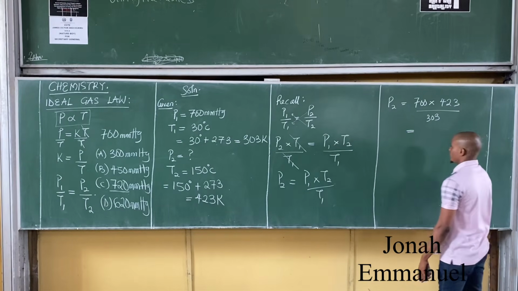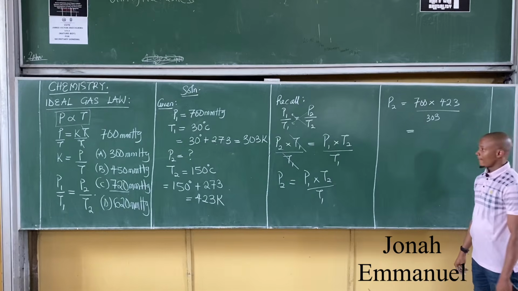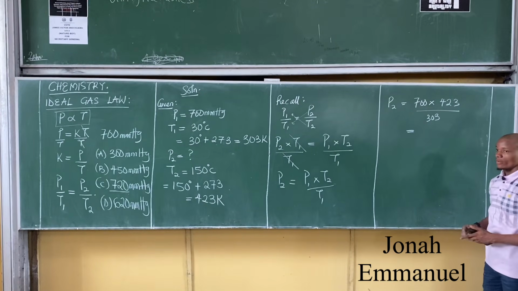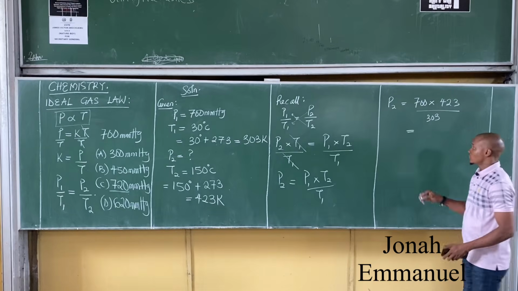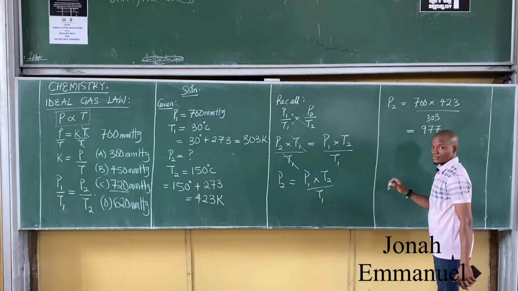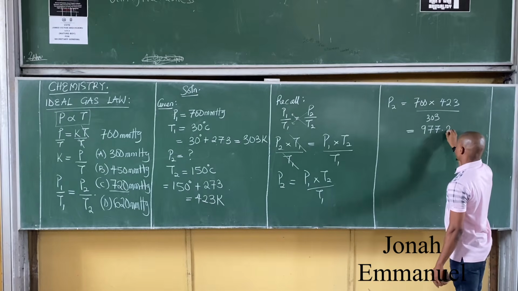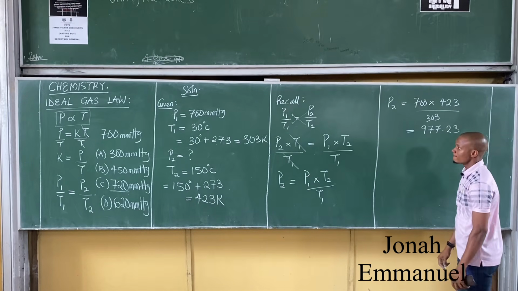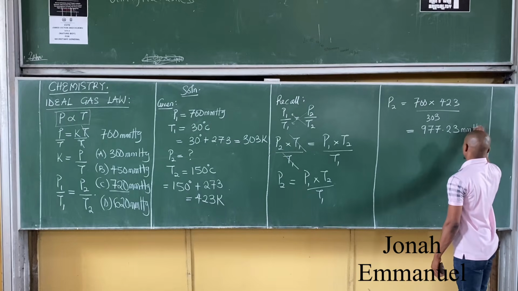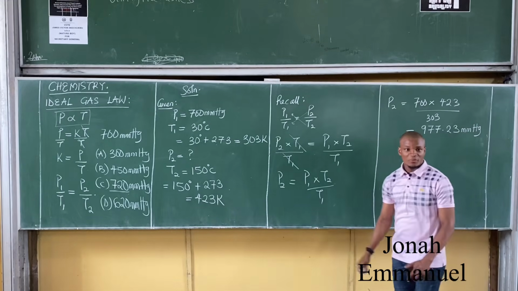Please give me the final answer. What do you have? 977.23. What will be your unit? Millimeter mercury. Please also be punching this. Is it correct?